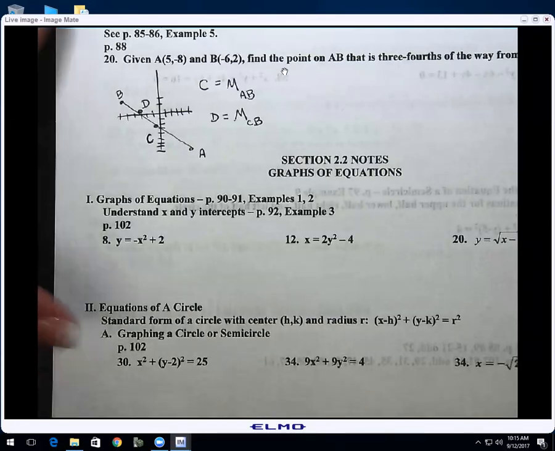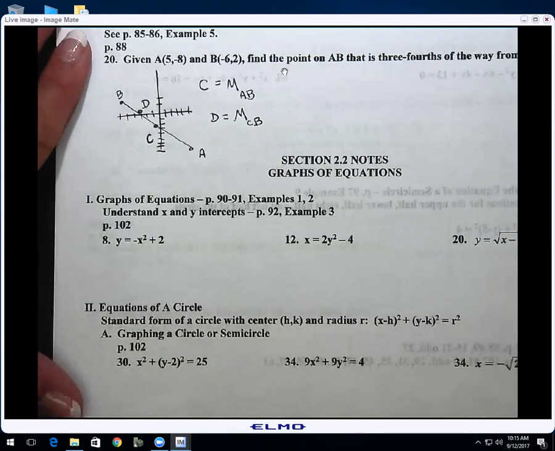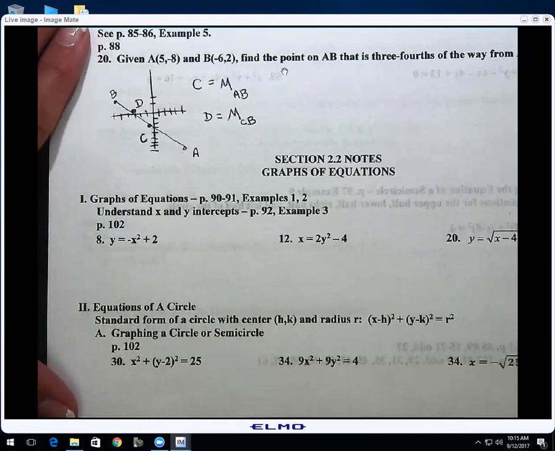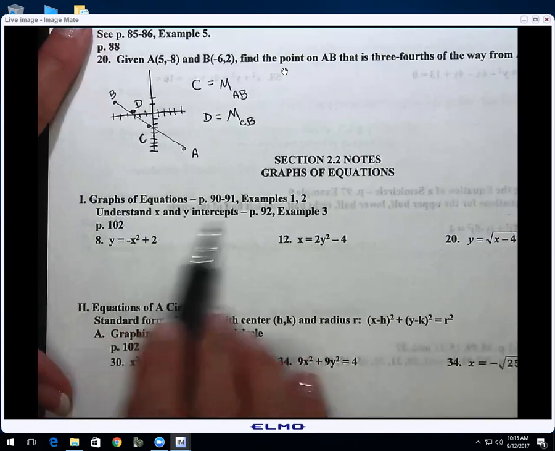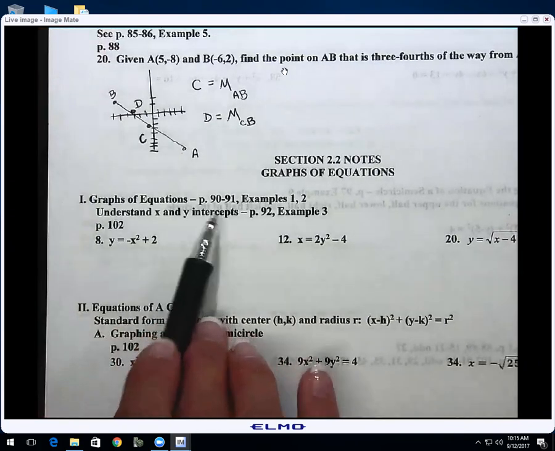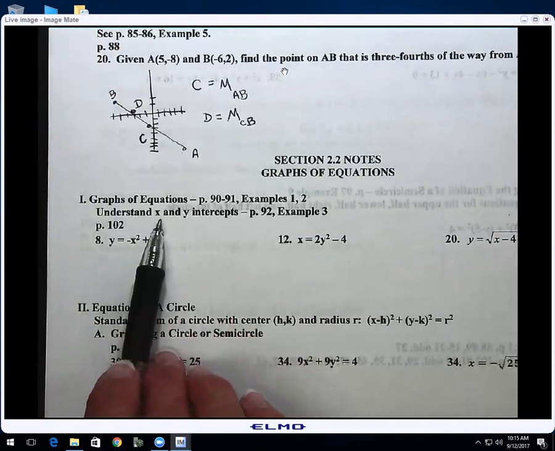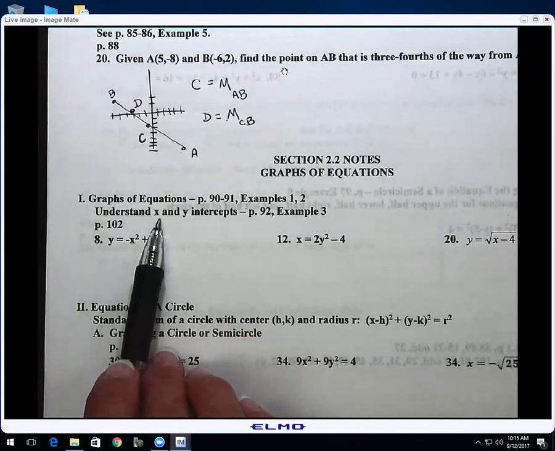The goal of 2.2 is being able to graph certain functions without having to have a graphing calculator. And one thing that helps us in graphing is finding x and y intercepts. How do you find the x-intercept of a graph? You put in 0 for y.